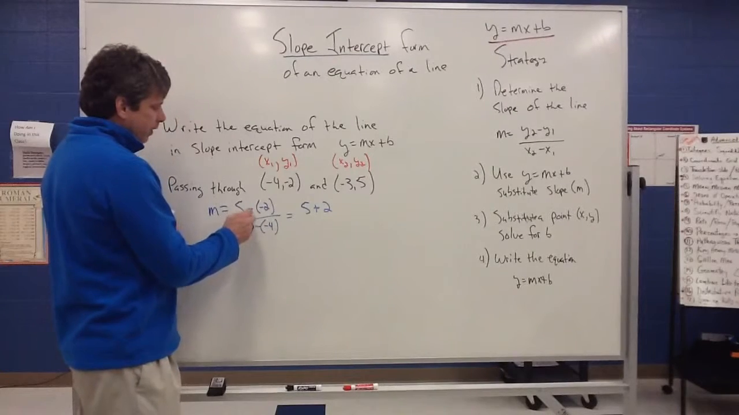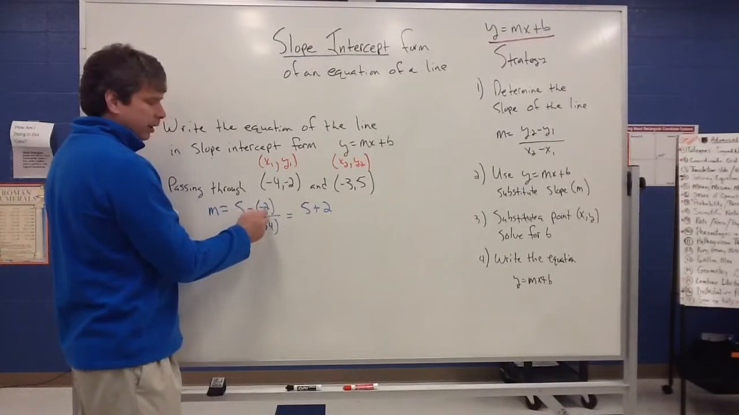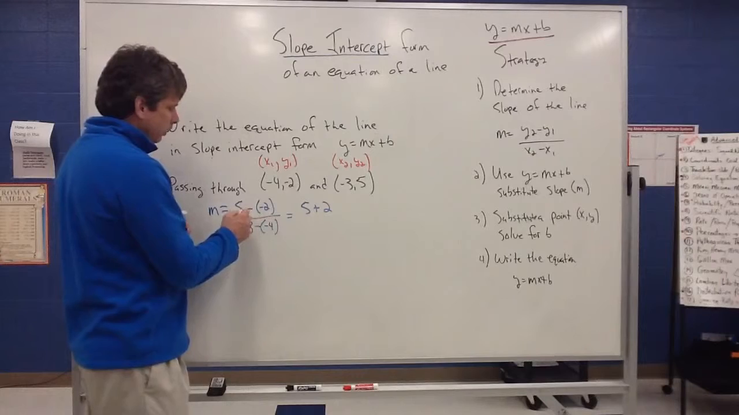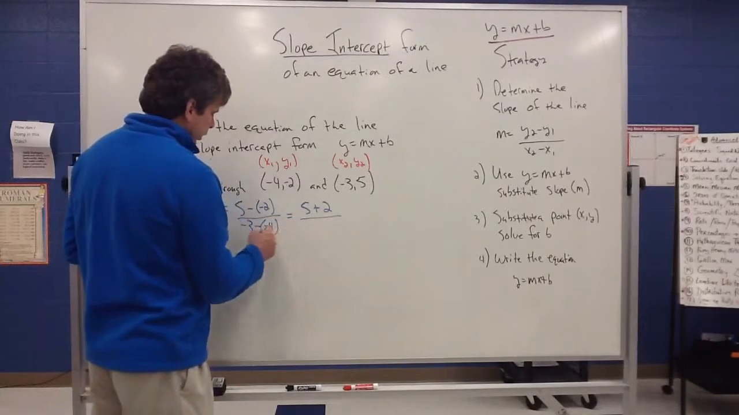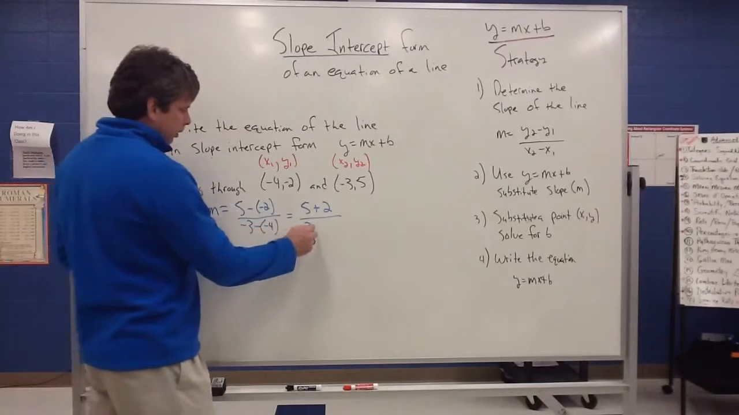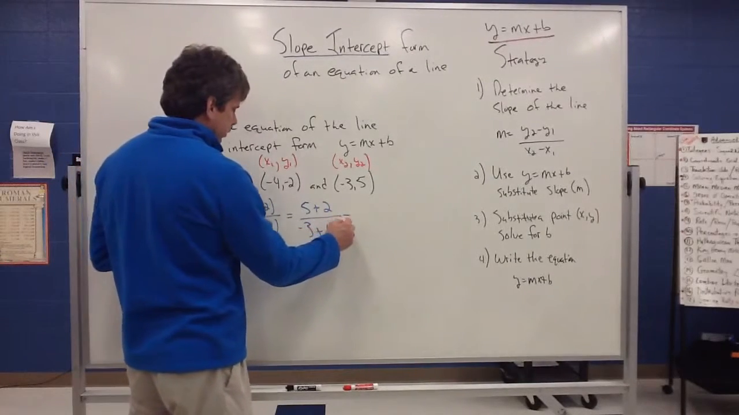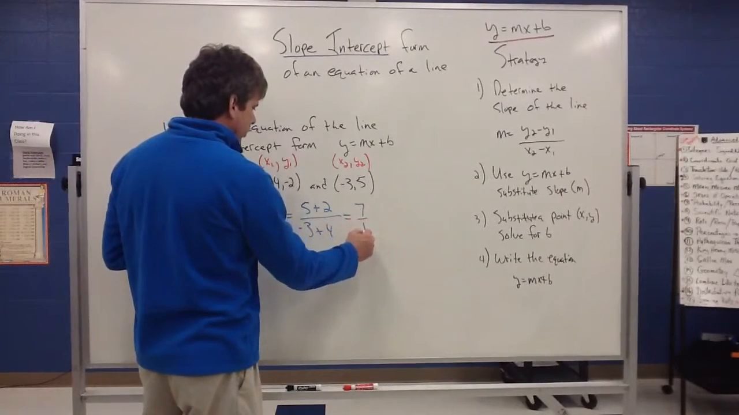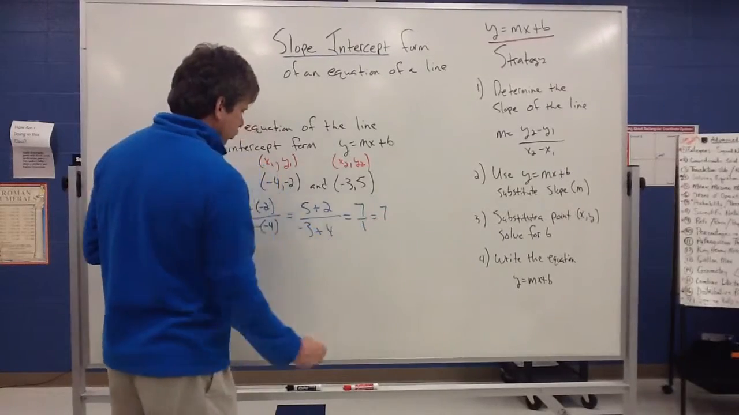terms, the 5 and the opposite of a negative 2, but the opposite of negative 2 is the same thing as a positive 2, so I can say a 5 and a positive 2 for that. And on the bottom I have a negative 3, and again we have that same notation, we can write that as simply plus 4. So I have 7 over 1, and therefore I have a 7 for my slope.